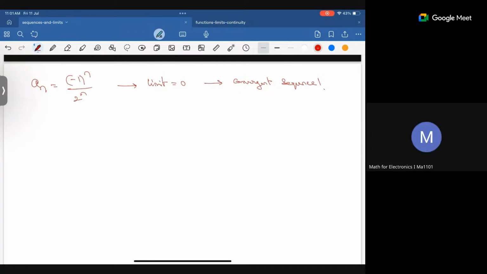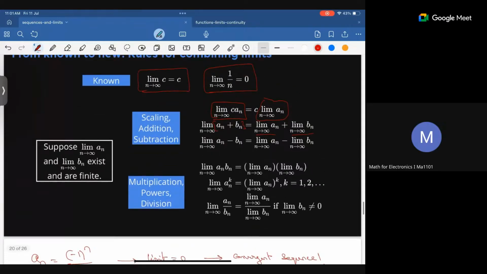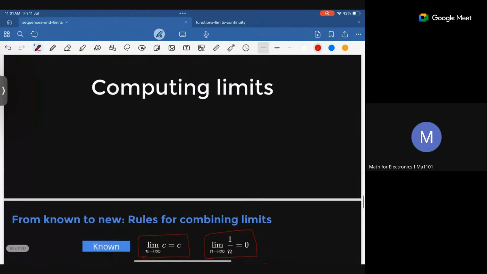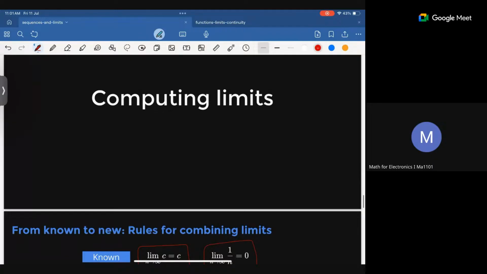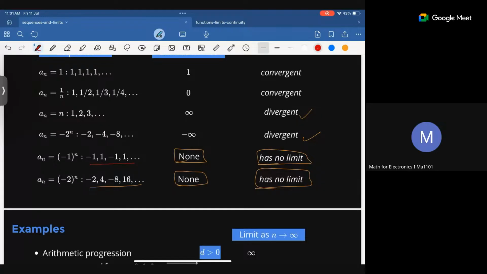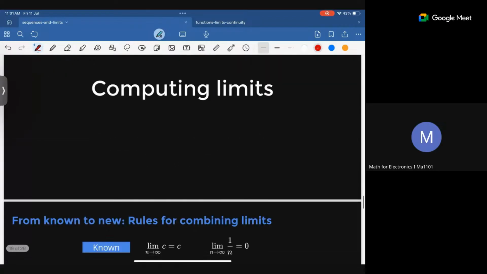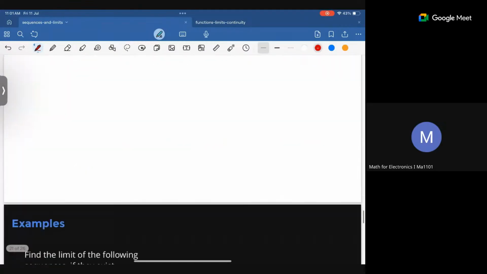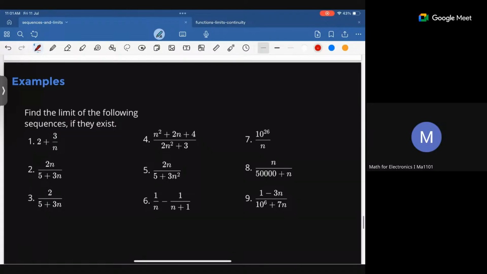Nice example. Did I say that oscillating sequences don't have a limit? I don't think so. The oscillating sequence that we took earlier was this one, and that sequence doesn't have a limit. So let's do some examples. If you have any examples that you have encountered so far while preparing sequences and limits, you can give me, or else we'll do these examples.